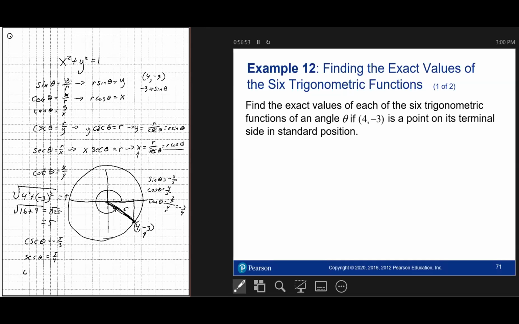And cotangent is the reciprocal of tangent. Tangent is a -3/4, so this is going to be a -4/3. So here I have the 6 trig functions for that point.